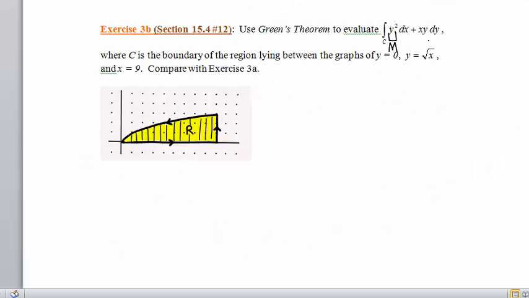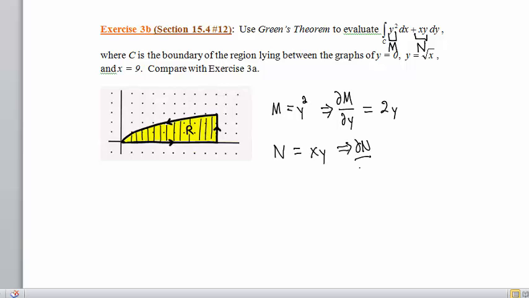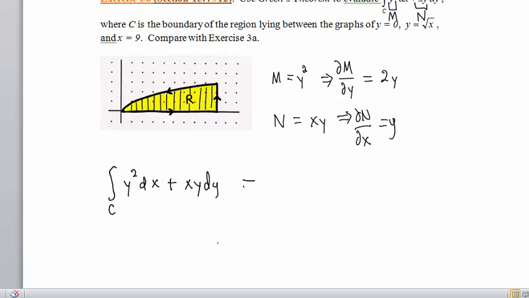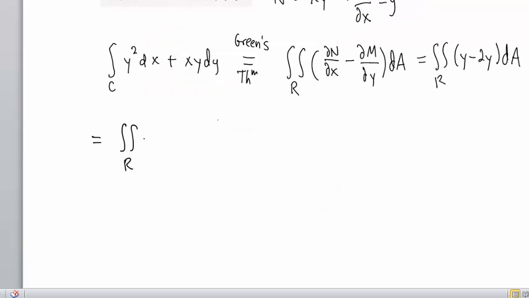Again, we will call this capital M. Here we have N. Since M equals y squared, the partial of M with respect to y is 2y. Since N equals xy, then the partial of N with respect to x is equal to y. So by Green's theorem, this line integral is equal to the double integral over the region R, highlighted in yellow, of the partial of N with respect to x minus the partial of M with respect to y. So we have the double integral of negative y dA over the region R.